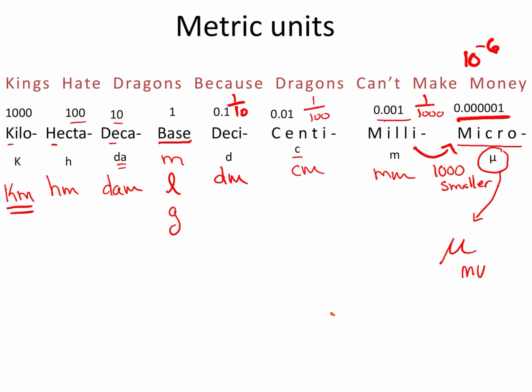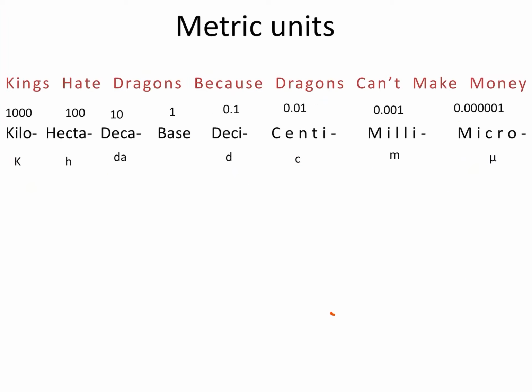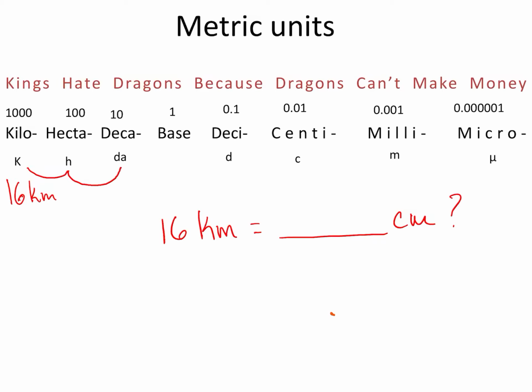All right, so what we're going to do is look at how to convert between these units. So let's say that we have 16 kilometers, and we just want to know how many centimeters that is. So we're starting here at 16 kilometers, and we want to get to centimeters. So how many decimal points are we going to move, and in what direction? So to go from kilometer to hectometer is one decimal point. To move to the next unit is another decimal point, so that's 2 decimal points. To get to base is another decimal point, 1, 2, 3, 4, 5. Okay, so we had to move 5 decimal points toward our right.